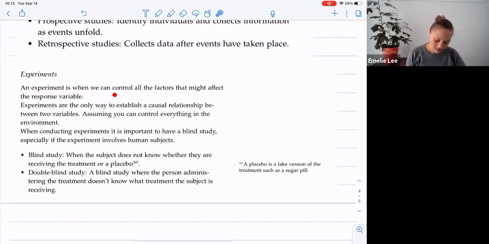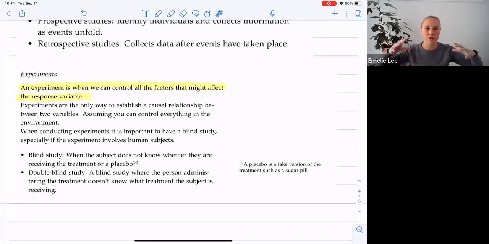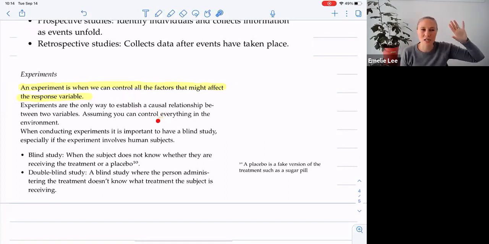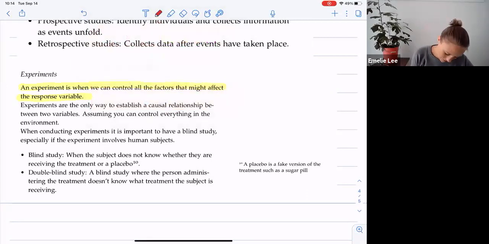So an experiment is when we can control all the factors that might affect the response variable. Okay, so I'm going to highlight that because that's the most important part. If we're able to control all the factors, all the things that might affect the response variable, right? That's the only way that we can establish a causal relationship. A causal relationship is when we're able to say something like increasing the amount of sun a plant gets causes a change in its growth, right? So if you're able to control everything in the environment, everything, that's the only time that you can establish a causal relationship. Okay.